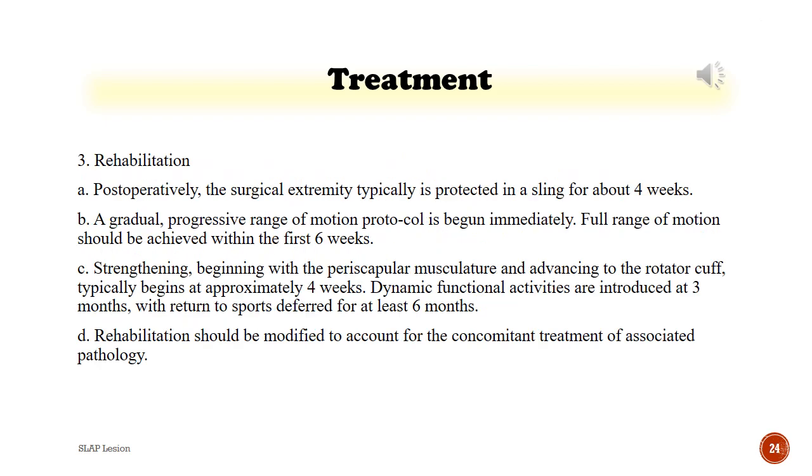3. Rehabilitation. A. Postoperatively, the surgical extremity typically is protected in a sling for about 4 weeks. B. A gradual, progressive range of motion protocol is begun immediately. A full range of motion should be achieved within the first 6 weeks. C. Strengthening, beginning with the periscapular musculature and advancing to the rotator cuff, typically begins at approximately 4 weeks. Dynamic functional activities are introduced at 3 months, with a return to sports deferred for at least 6 months. D. Rehabilitation should be modified to account for the concomitant treatment of associated pathology.